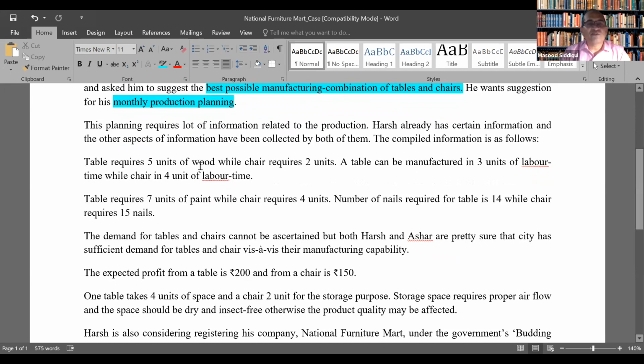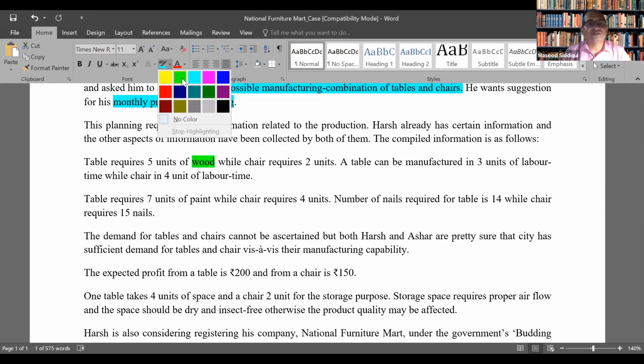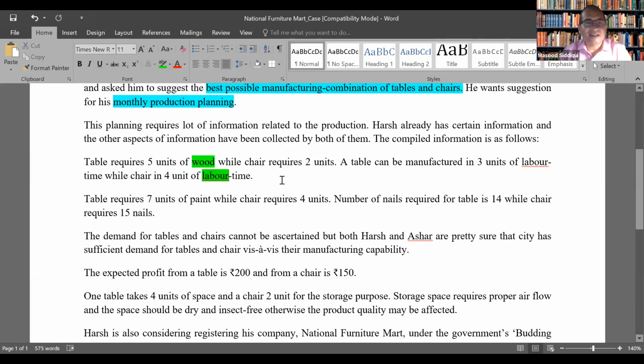The table requires 5 units of wood, while chairs require 2 units. A table can be manufactured in 3 units of labor time and a chair in 4 units of labor time. So here, the first thing under discussion is related to the use of the resources. One resource that is used is wood. The other resource that has been employed is labor. I am just highlighting these things. Table requires 7 units of paint, while chairs require 4 units.